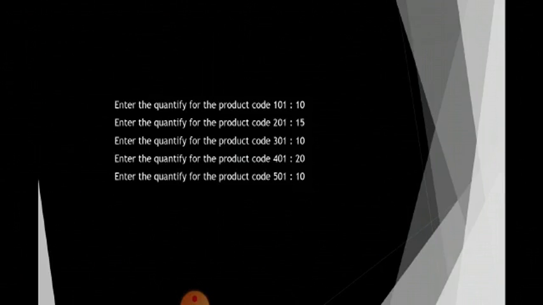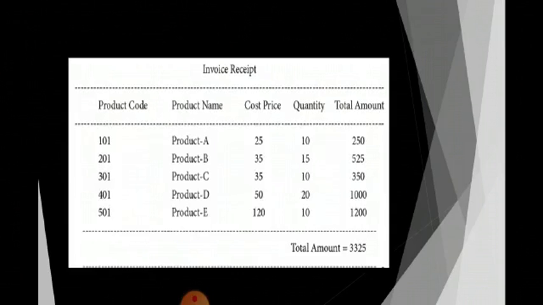Next we are going to enter the quantity of each product, how many products you purchased. For the first product, code 101, we purchased 10 items, then second product 15, third product 10, fourth product 20, and fifth product 10. Now we are going to calculate the bill. For product A, what is the cost for each product? The quantity for product A is 10.